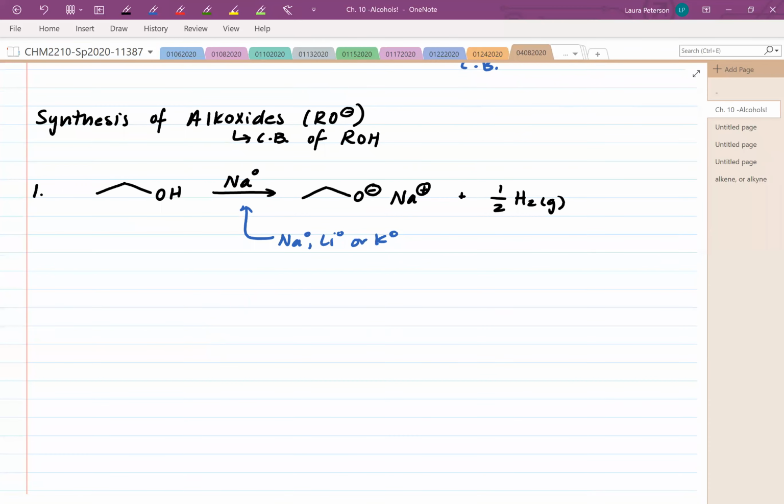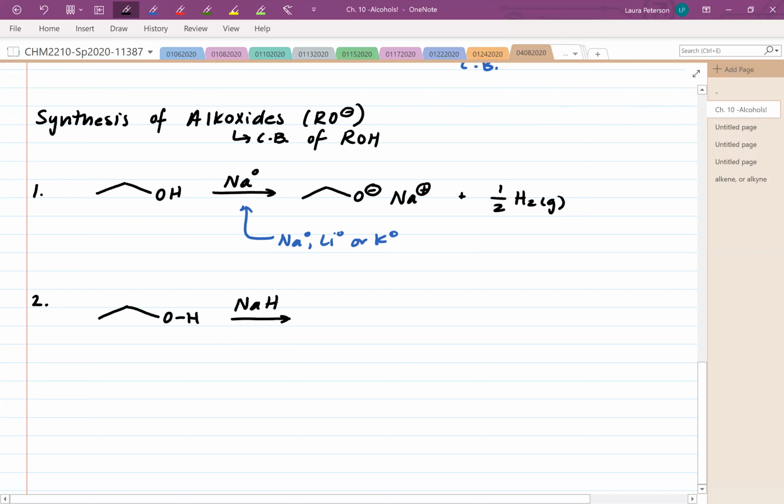Okay, so let me give you the second way to make alkoxides, and then we will look at them in context in terms of a reaction or a synthesis. The second way is we're going to take our alcohol and react it with sodium hydride. NaH is sodium hydride. This is actually an acid-base reaction. Hydride, H-, is a base.